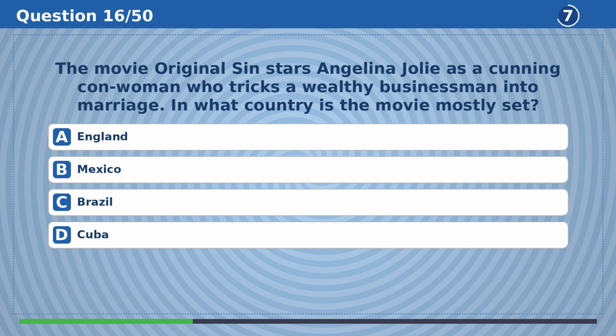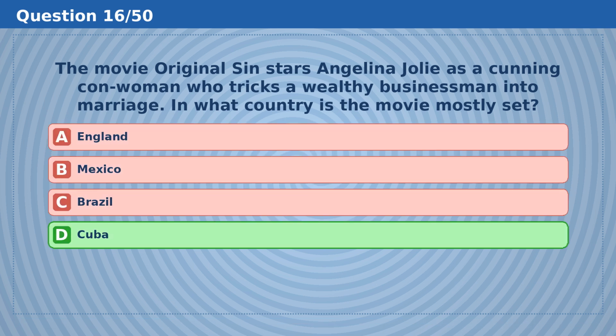The movie Original Sin stars Angelina Jolie as a cunning conwoman who tricks a wealthy businessman into marriage. In what country is the movie mostly set? The answer is D, Cuba.